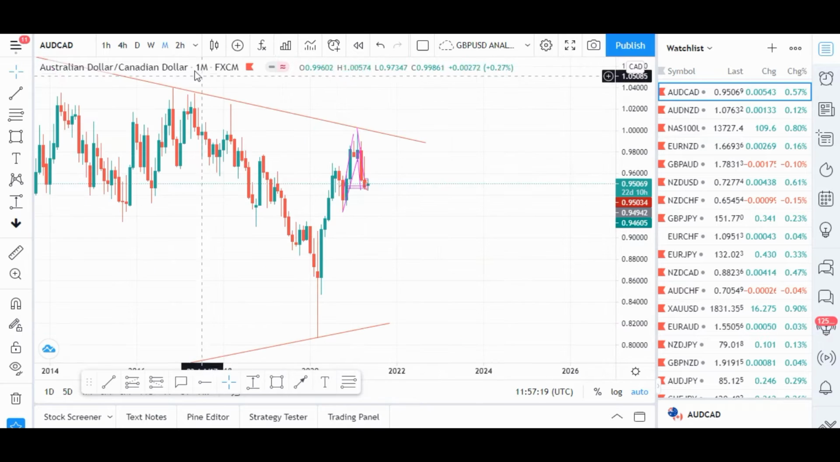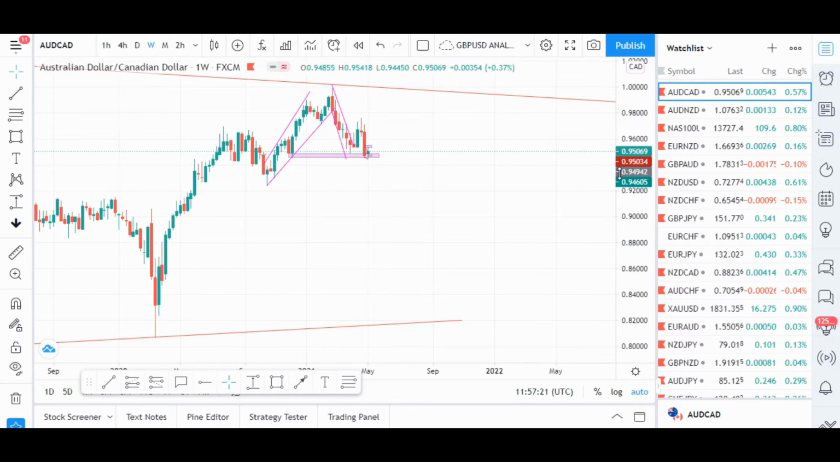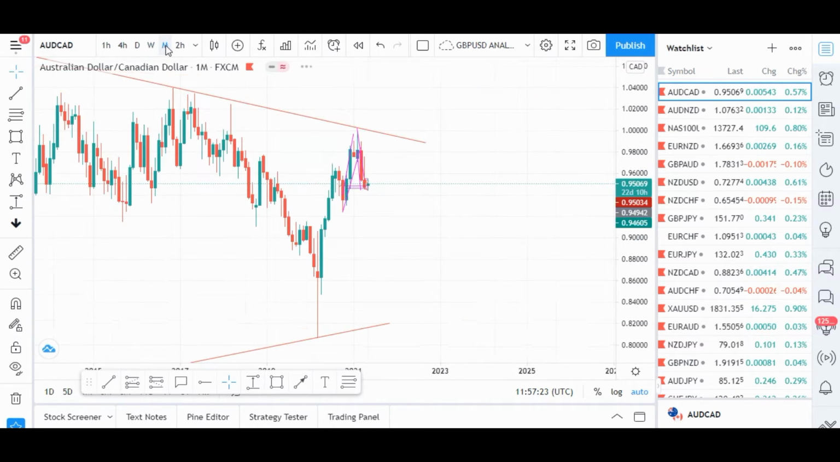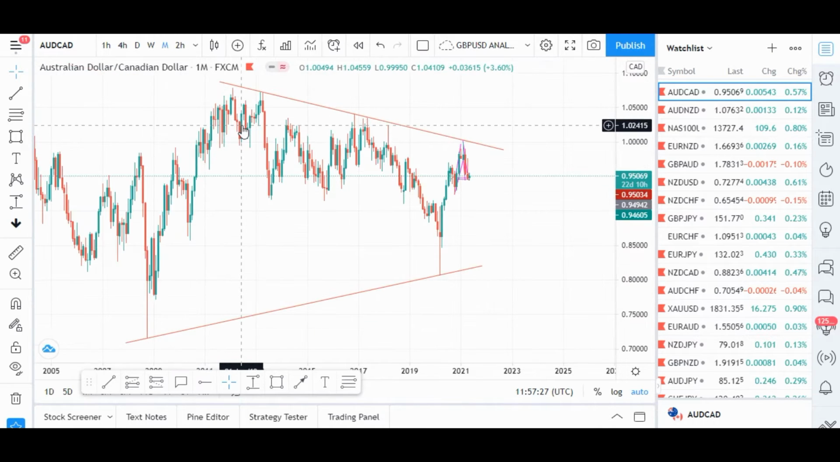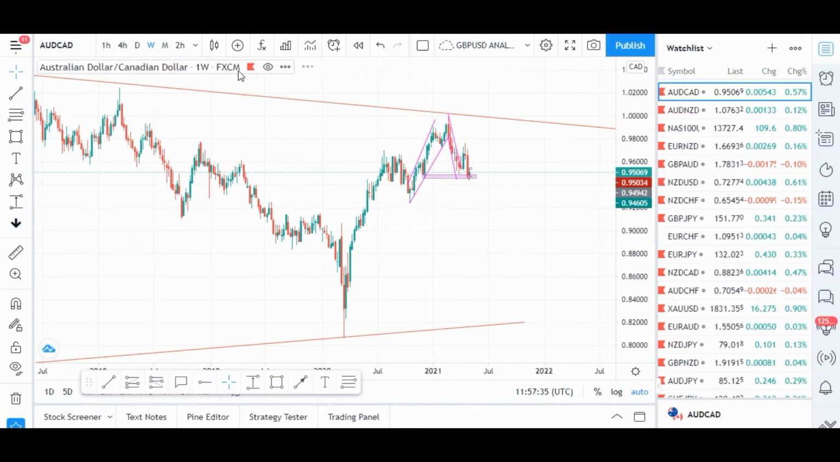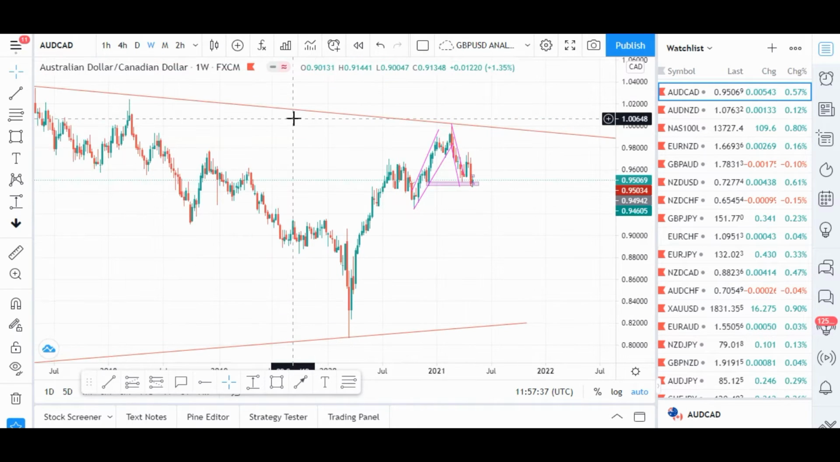AUDCAD. We're starting our analysis from the monthly time frame. So as you can see, I have carefully drawn out my resistance and support level from our monthly time frame. So let's move down to our weekly and see what the market is telling us.